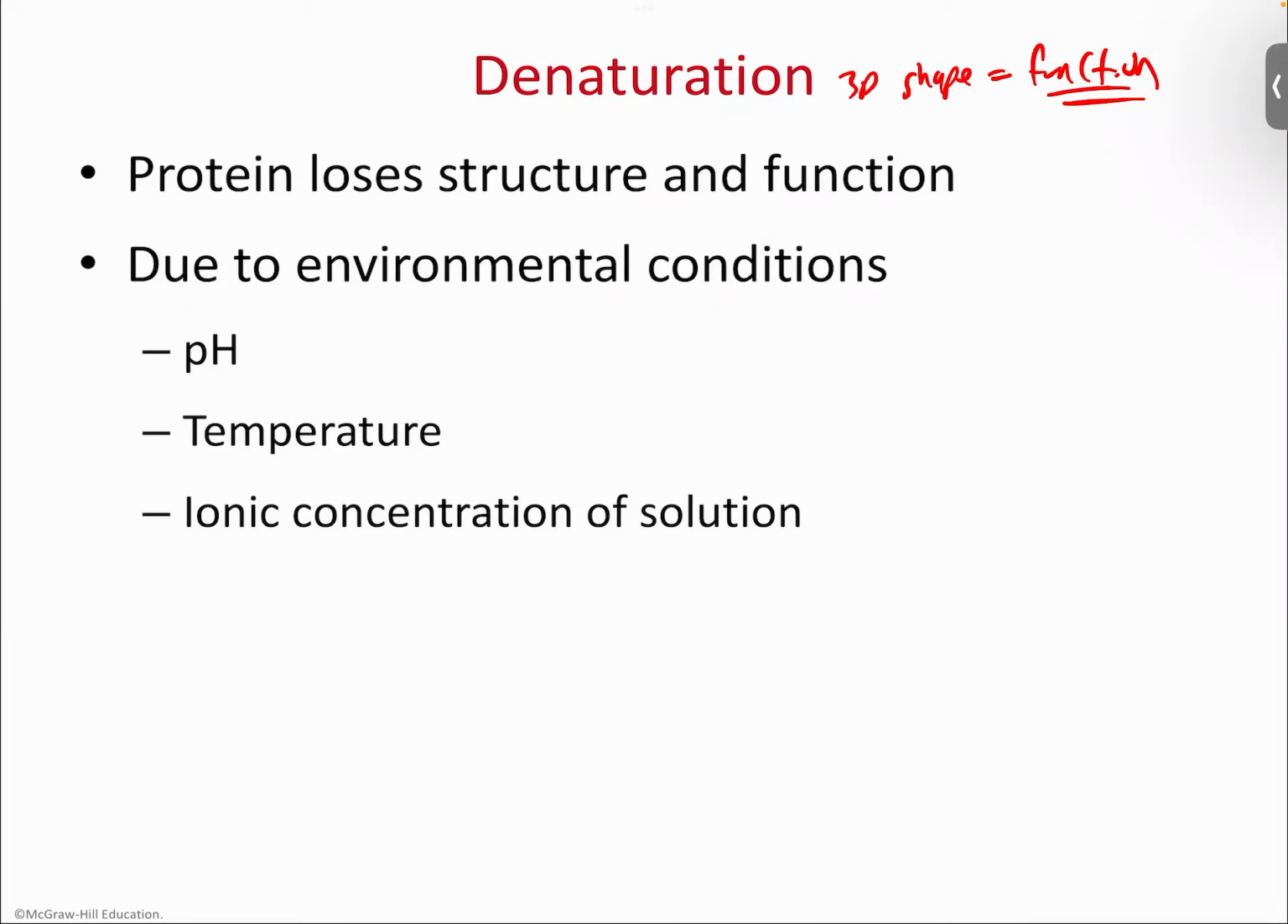So what happens then if you unfold it, right? Denaturation basically is unfolding the protein. This is a good example of the necessity of three-dimensionality for protein function. Basically, when you denature, when you unfold a protein, you're essentially killing it. Okay, so that's a dead protein.